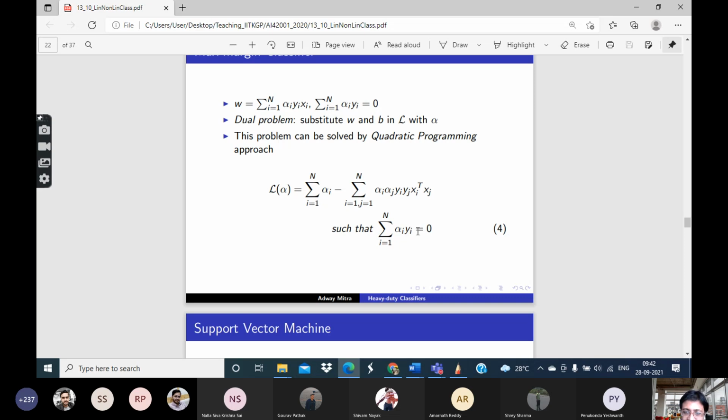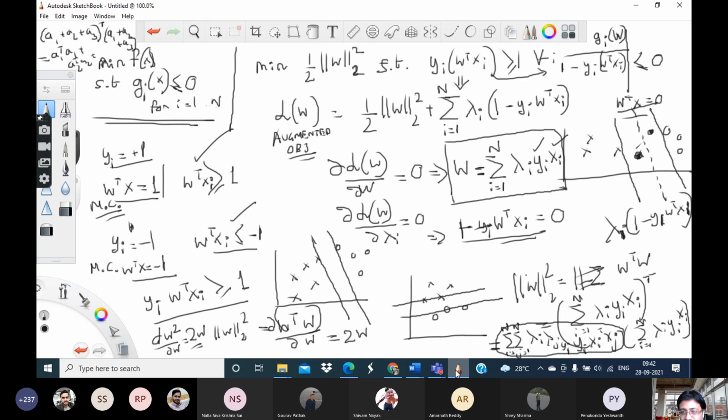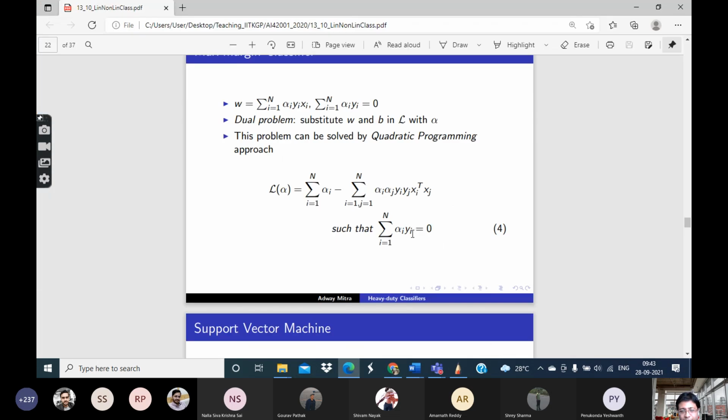Additionally, there are some constraints like this. Where are these constraints coming from? The constraints are coming from here. If you just replace w with this expression, you will basically get these kinds of constraints. You will get something like this.